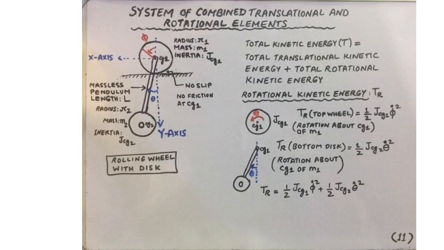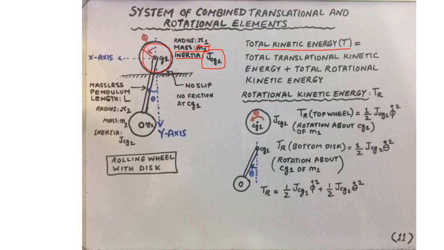First, recognize that the system indeed has some kinetic energy, T, and that is primarily attributed to the mass of the wheel and its inertia. So the mass of the top wheel is m1. It has radius r1, and also has the discrete inertia Jcg1, that is due to its motion about its CG1.